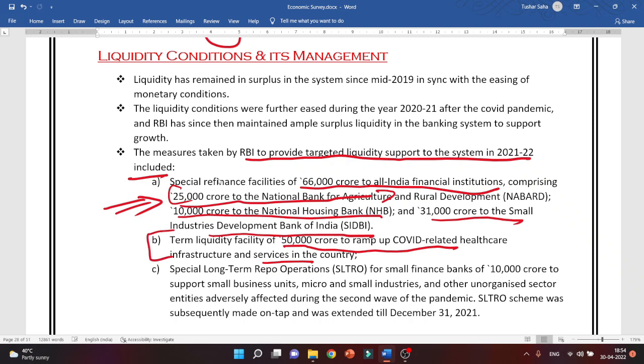So this was mostly given to the health industry, you can see. Then a special long-term repo operation for small finance banks of rupees 10,000 crore to support small business units, micro and small industries.